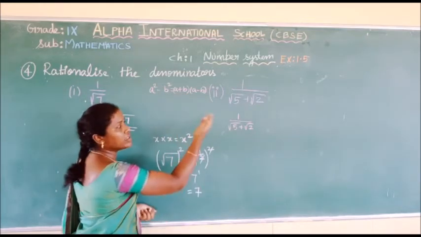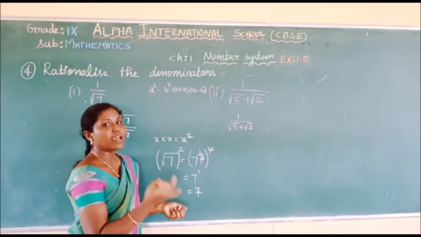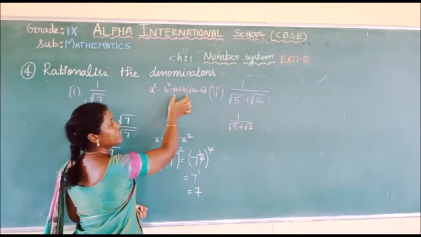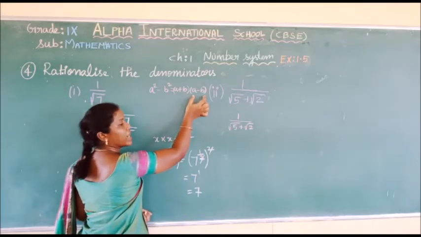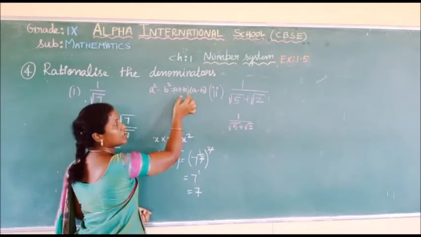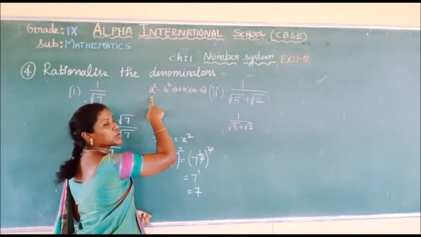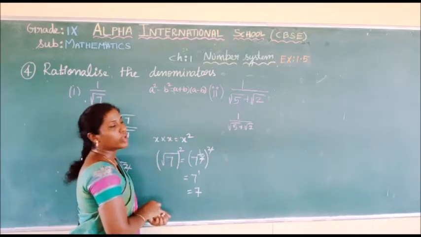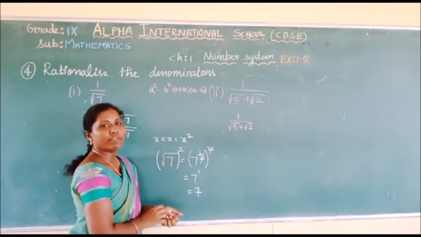Either the denominator will be in the operation plus or minus. If plus is there, multiply with the minus. If minus is there, multiply with plus. So that I can use the identity A square minus B square. Okay, rationalizing the denominator will be very easy.